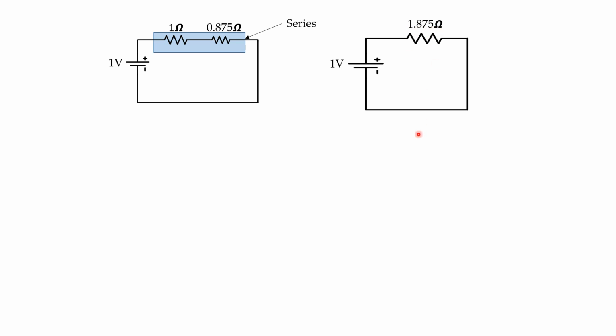Now our aim is to find out the value of current. Here the total voltage is 1 volt and the total resistance is 1.875 ohms. So we can apply Ohm's law for getting the current. I is equal to V by R, 1 divided by 1.875, that is equal to 0.533 ampere. If we convert it into a fraction, it comes to around 8 by 15 ampere. So 8 upon 15 ampere is the answer.